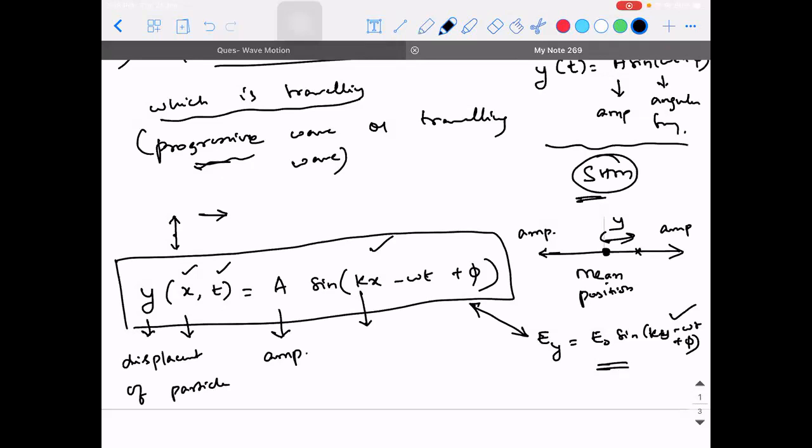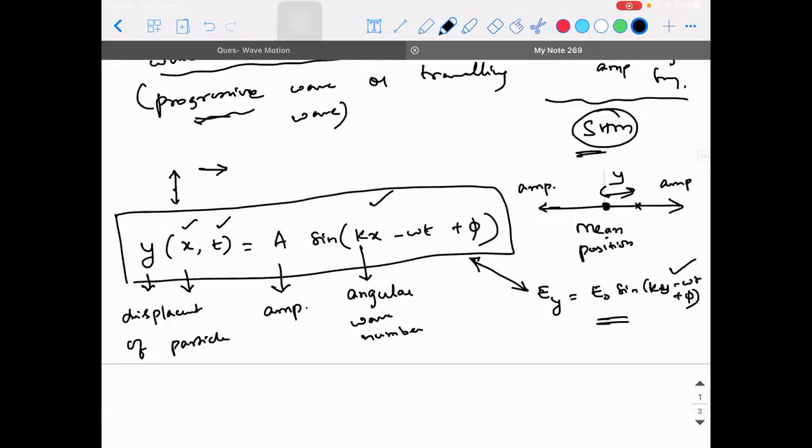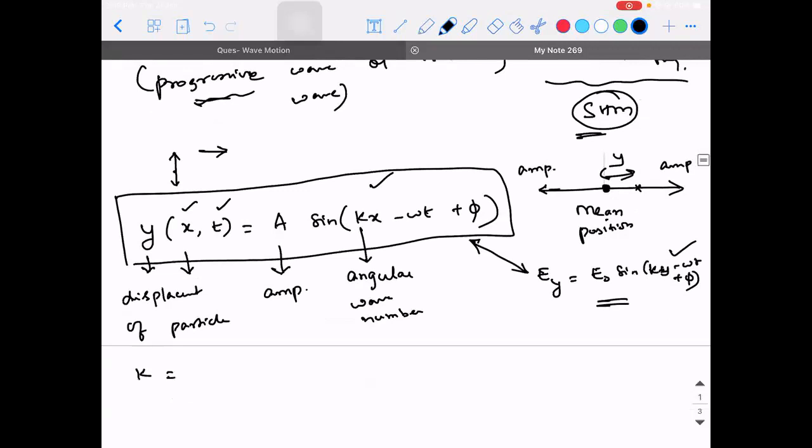Angular wave number. It's not wavelength, it's called angular wave number. So what do you mean by a wave number? Wave number is the reciprocal of wavelength, that is, number of waves per unit length. Very good. So k is equal to 2 pi divided by lambda. It is measured in radian per meter.